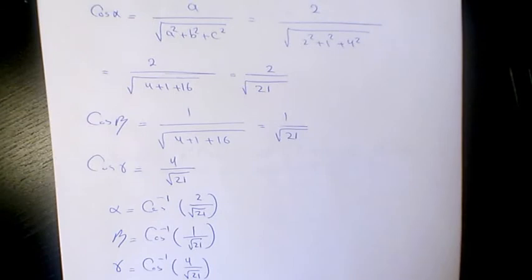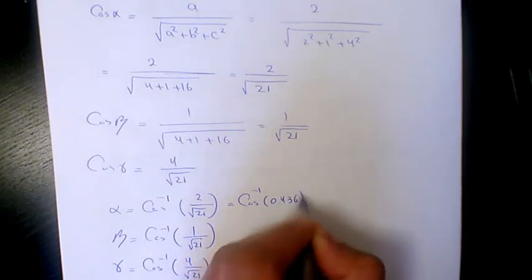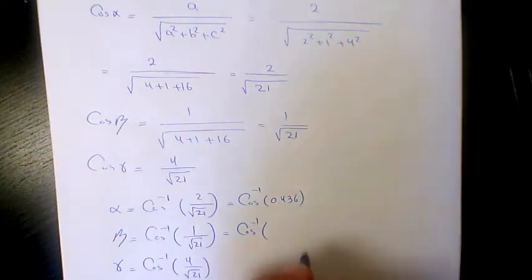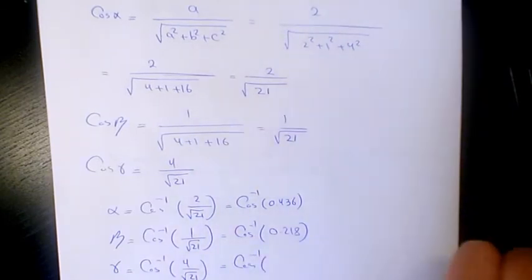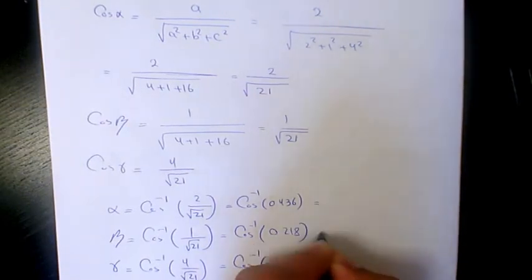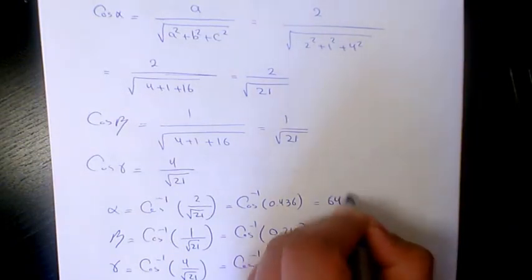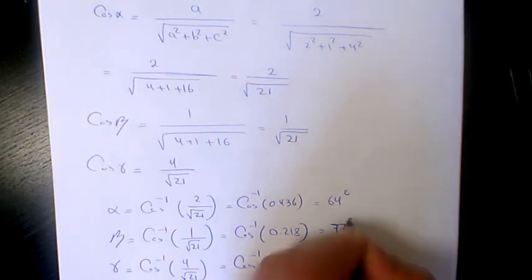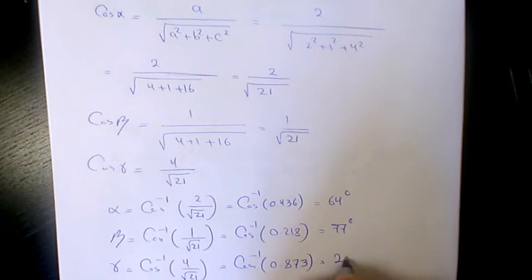So 2 divided by the square root of 21 is 0.436, so alpha is cosine inverse of 0.436. Here we have cosine inverse of 1 divided by the square root of 21, which is 0.218. And here we have cosine inverse of 4 divided by the square root of 21. That will be 0.873. Cosine inverse of 0.436 is going to be 64 degrees. Cosine inverse of 0.218 is 77 degrees. Cosine inverse of 0.873 is 29 degrees.